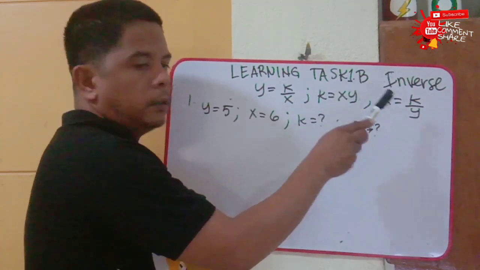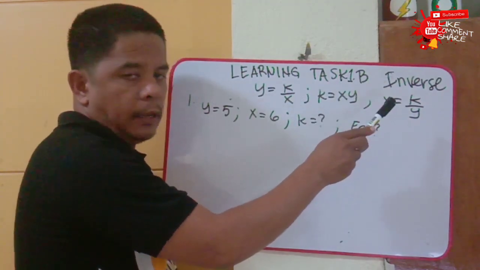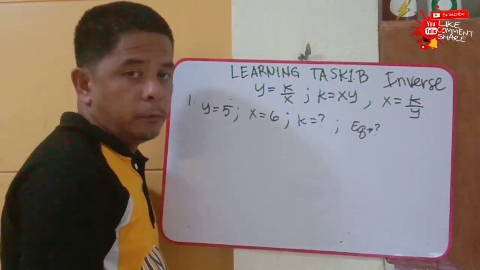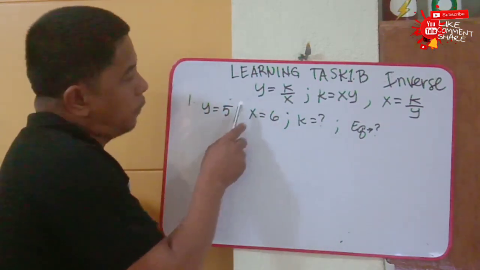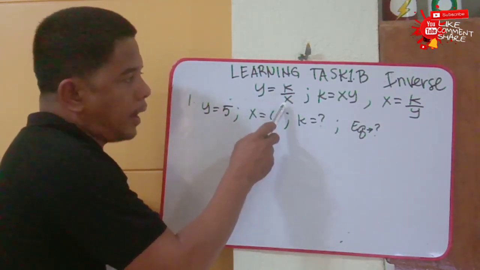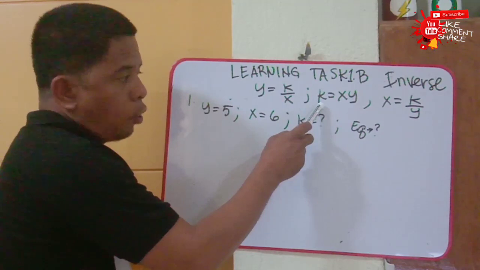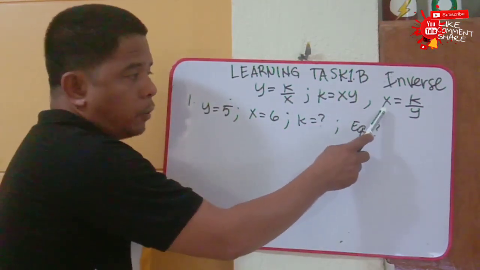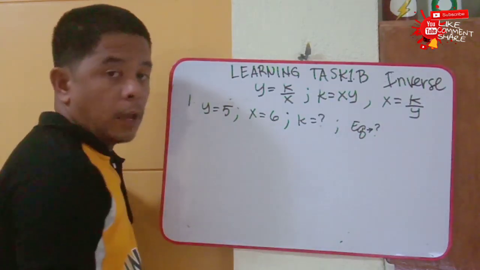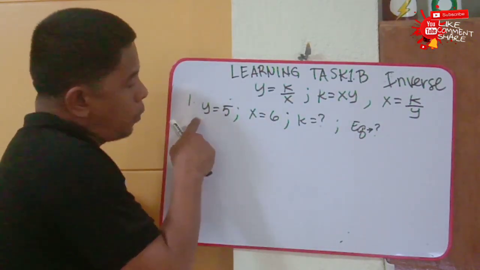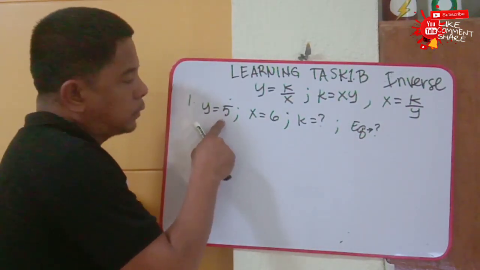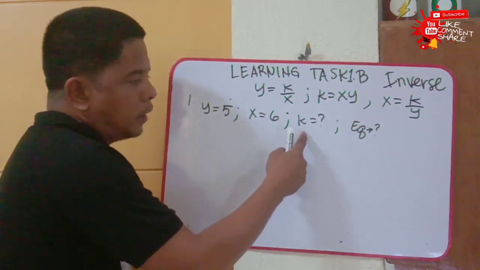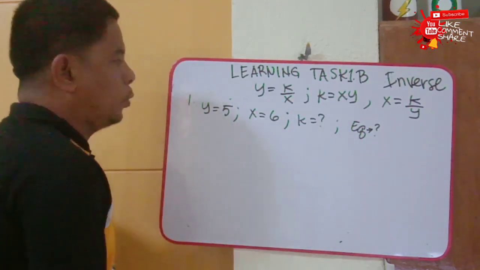Learning task 1B is about inversely as x. Y varies inversely as x. For the formula, y equals k over x kapag inverse. Constant, k equals x times y. If we are looking for the value of x, x equals k over y. So in our given, y equals 5, x equals 6, find the constant, find the equation.